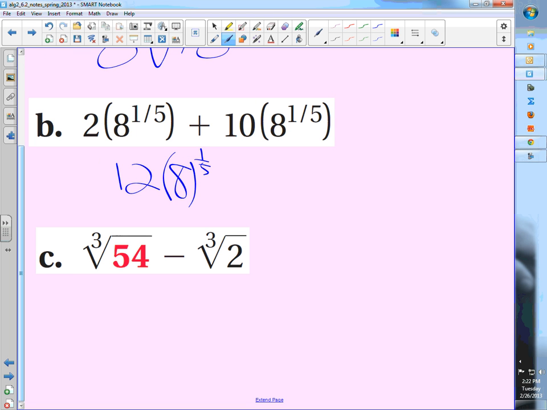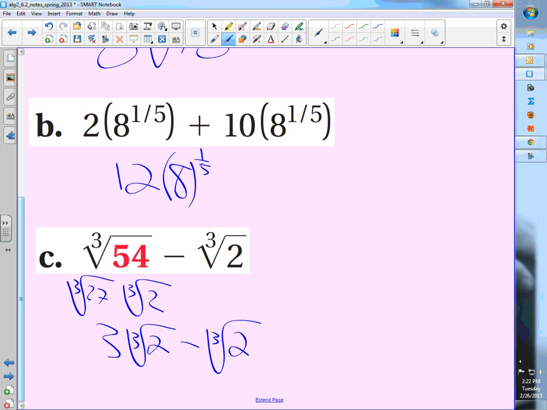Cube root of 54 and cube root of 2, are they like terms? Yes. No. You have commitment problems, don't you? They do have different radicands, so they're not like terms. Are there any good guys that go into 54? 27 is a good guy. So if we switch this up and do good guys, bad guys, what is the cube root of 27? 3. So you have 3 times the cube root of 2 minus the cube root of 2.